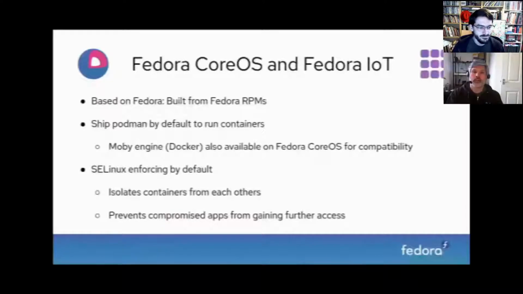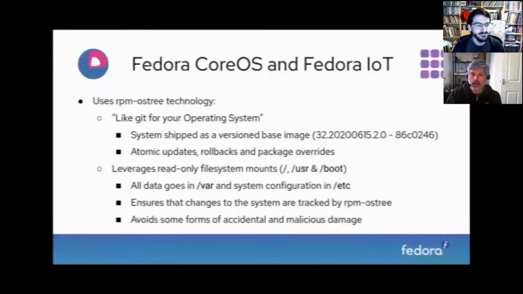Yeah, so as Timothy mentioned, both platforms use rpm-ostree. It's a Git-like platform for your operating system. We ship as large decimal versions, so 32 is Fedora 32, plus the date of the compose, plus any incremental numbers after that, so you can have multiple builds a day if necessary. Atomic updates, rollbacks, package overrides, and all the fun bits and pieces.